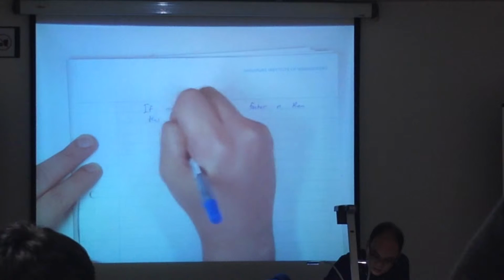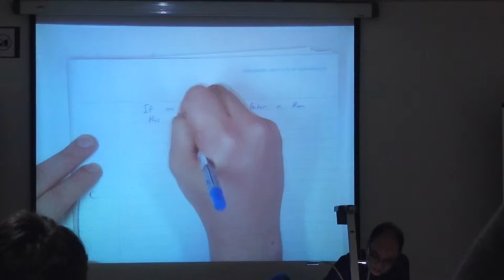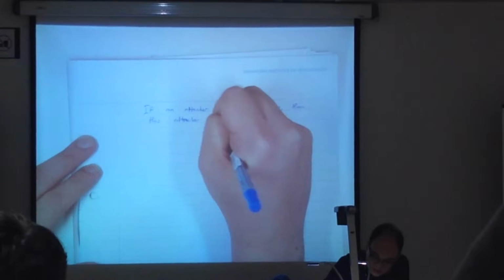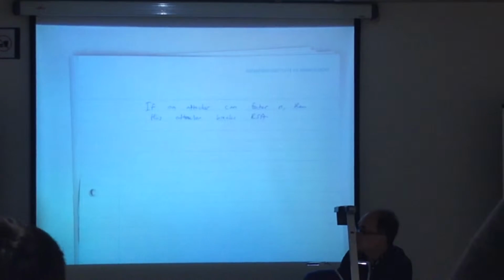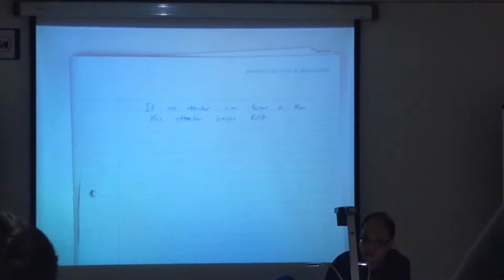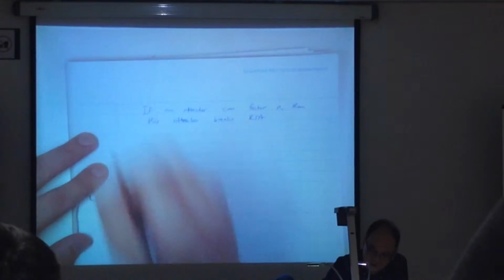This attacker breaks RSA. Okay, so that's what I mean. If an attacker can factor n, then this attacker breaks RSA. Why? So this is the proof.